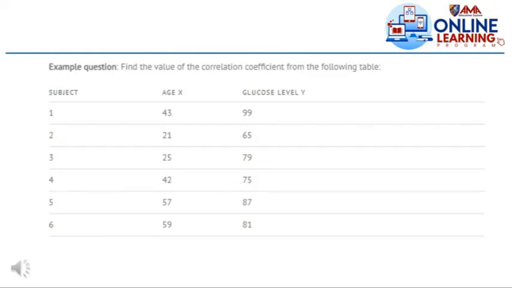The example: find the value of the correlation coefficient from the following table. So we have here the first column, subject, and we have subjects 1, 2, 3, 4, 5, and 6. And we have the second column, age, variable X. We have 43, 21, 25, 42, 57, and 59. And we have the third column, glucose level Y, or variable Y. We have 99, 65, 79, 75, 87, and 81.